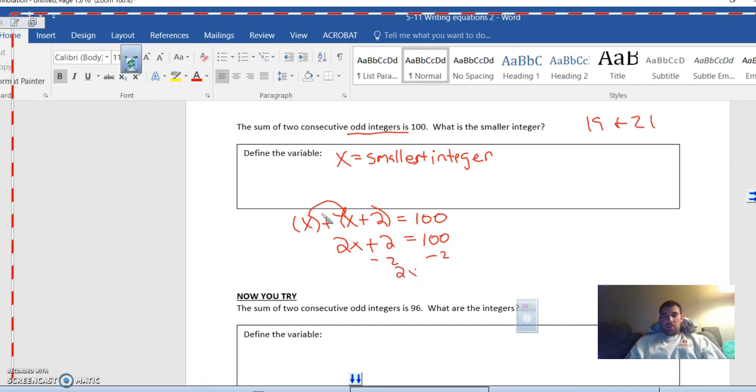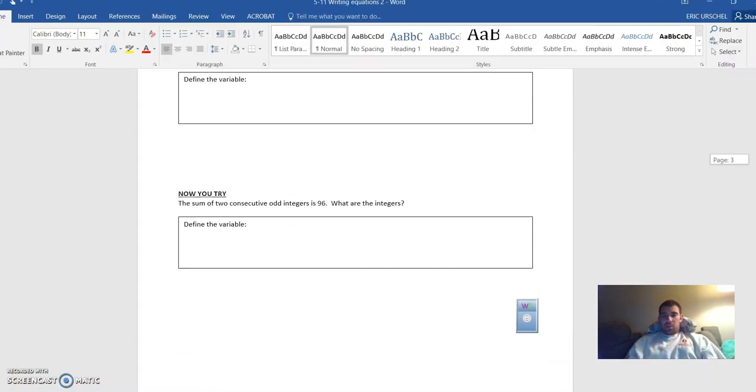We subtract 2, and 2x equals 98. We divide, and we have x equals 49. So x is 49, that's our smaller integer. What's the next odd integer after 49? It'd be 51. So our second integer, x plus 2, is 51. 49 plus 2 is 51. So our integers are 49 and 51.